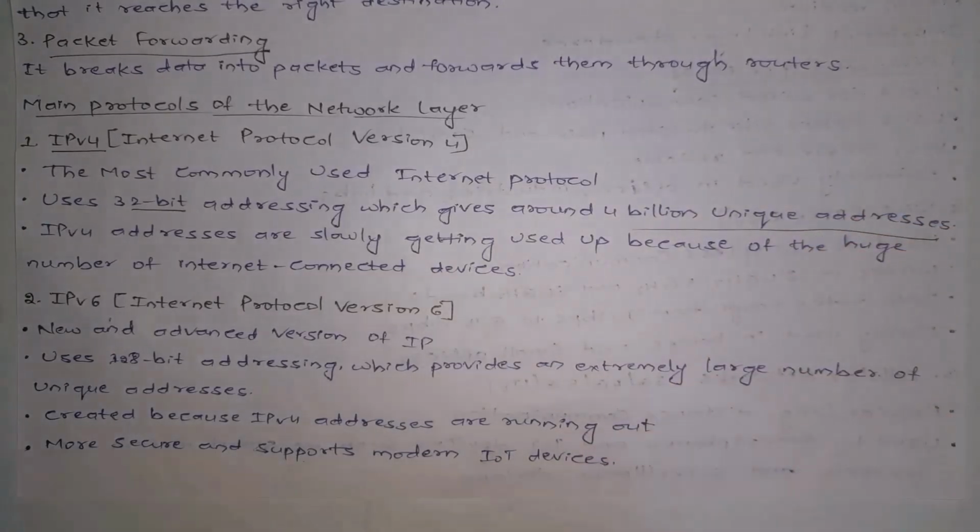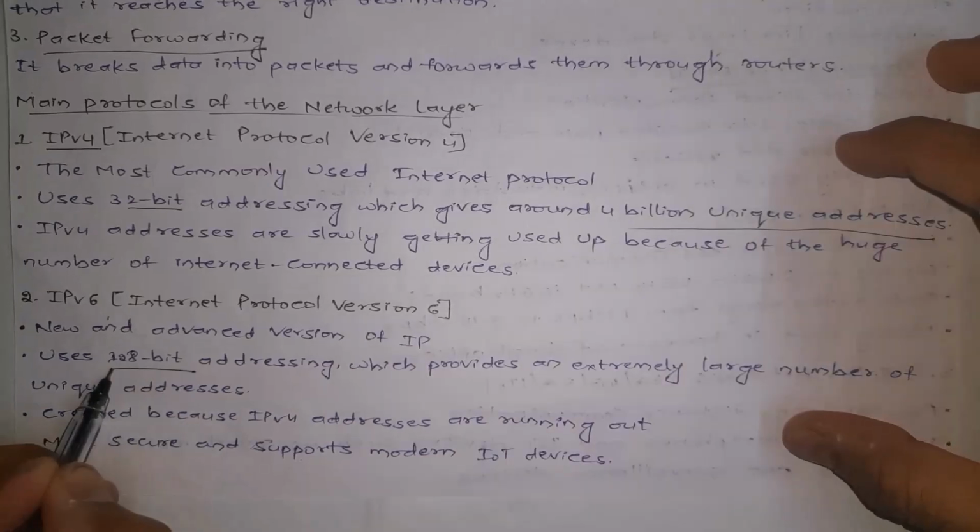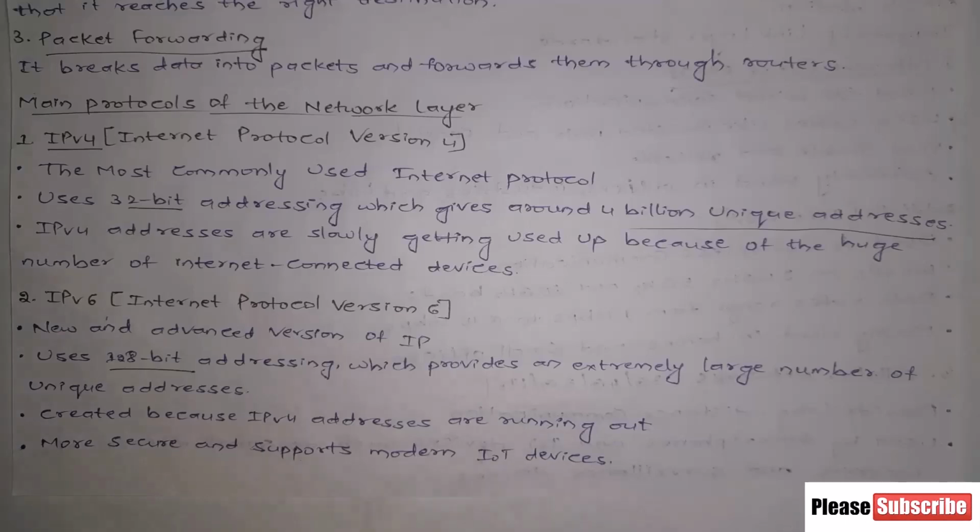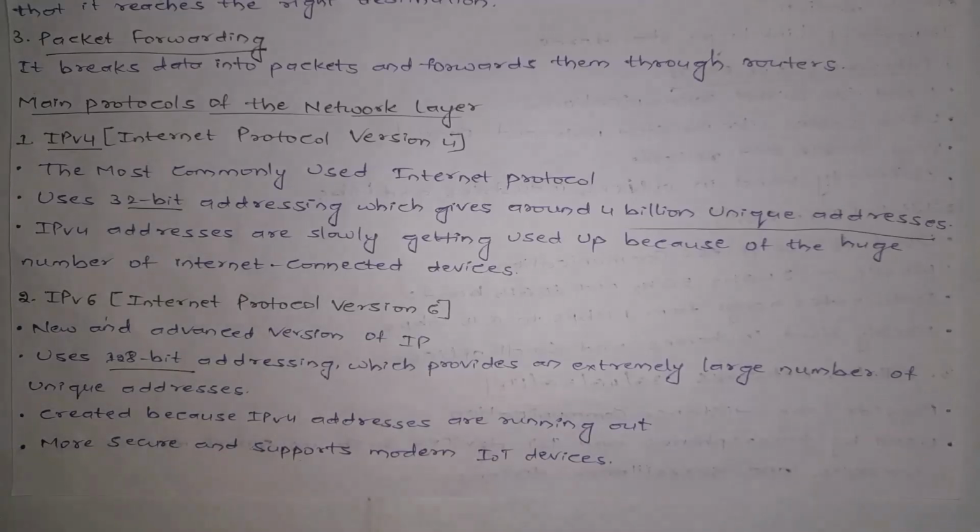So that is why IPv6 addresses were introduced, where IPv6 stands for Internet Protocol version 6. This is an advanced version of IPv4 and its size is 128-bit. And this IPv6 supports unlimited devices, like trillions of devices. As all IPv4 addresses are already used, that is why at present all devices are using IPv6 addresses, as IPv6 addresses are secure and will support modern IoT devices.